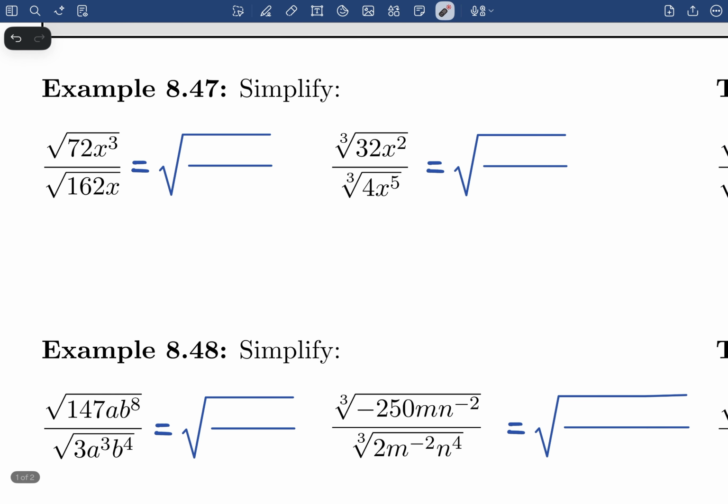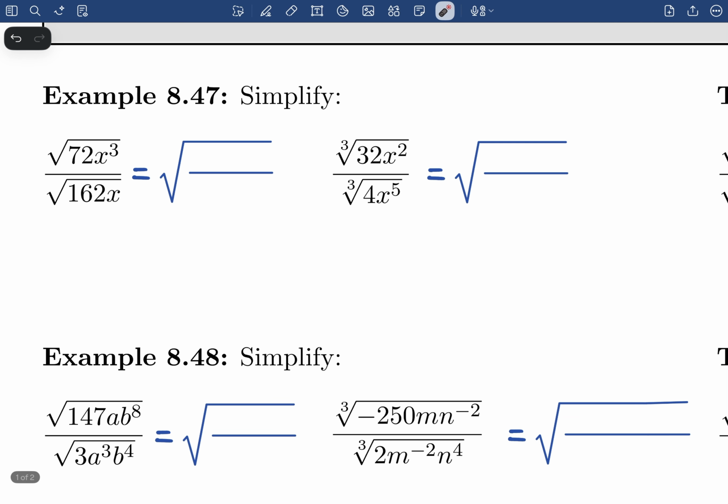So when I see the square root of 72x cubed divided by the square root of 162x, I think, well, I could take those separate square roots and combine them into a single square root. When I do that, I then have a fraction inside that I'm going to immediately reduce. I'm going to reduce 72 over 162, right? That's a fraction that's reducible.